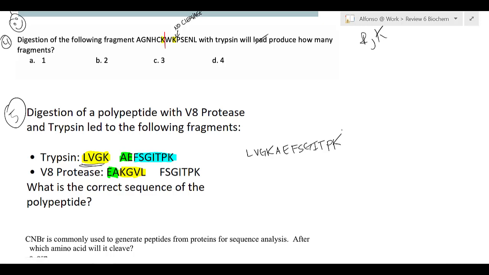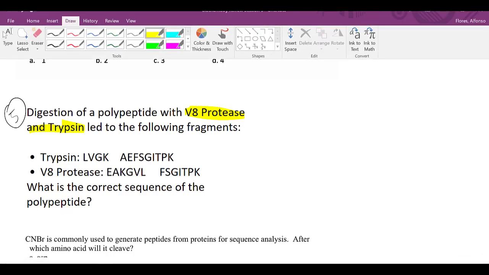Sure. So I'm going to do number 5 again. So let's erase everything, start from the beginning. So if you're given a problem like this on the exam where they tell you that you took a polypeptide and you digested it using these 2 enzymes, and they ask you for the correct sequence of the polypeptide, the first thing you want to do is what? Look for the smallest fragment. Look for the smallest fragment possible in either of these 4 that you're given. What's the smallest fragment that you have there?